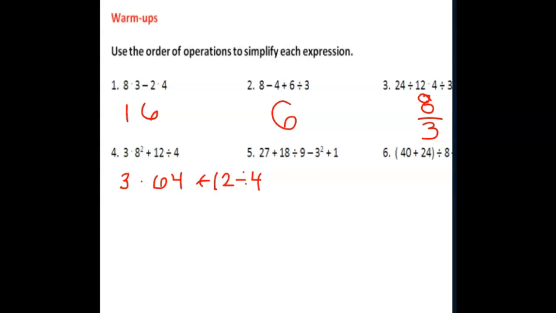Then you do 3 times 64 to get 192. Plus 12 divided by 4. And you could have divided your 4 and 12 there if you wanted. So 12 divided by 4 is 3. 192 plus 3 is 195.